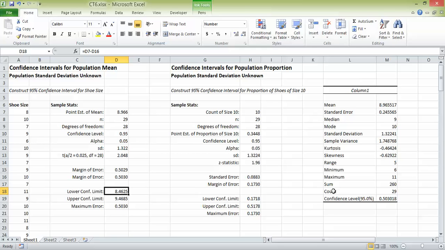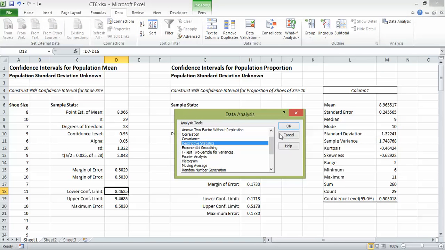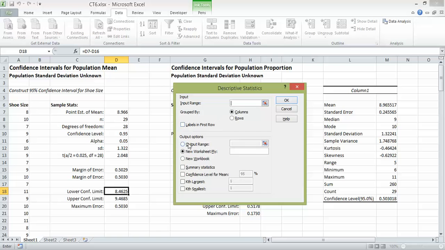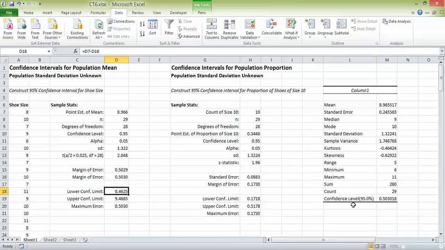And finally, something you'll be interested in over on the right here: I used our descriptive statistics to generate these data. We've used this before, data analysis, descriptive statistics. I checked this box as well to give me the confidence level, and I put in 95%. We hadn't touched that one before. And when I did that, I got this bottom line that said confidence level, 95%, is 0.5030. Well, look, there's the 0.5030.